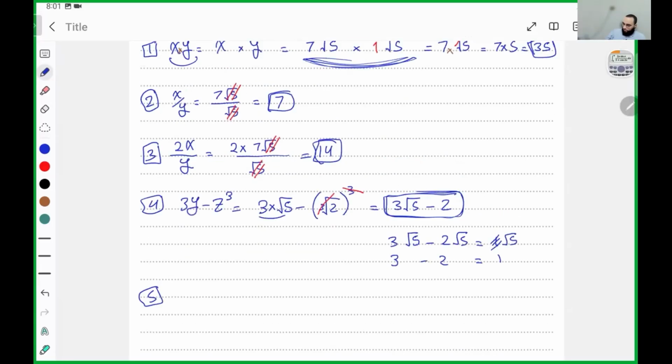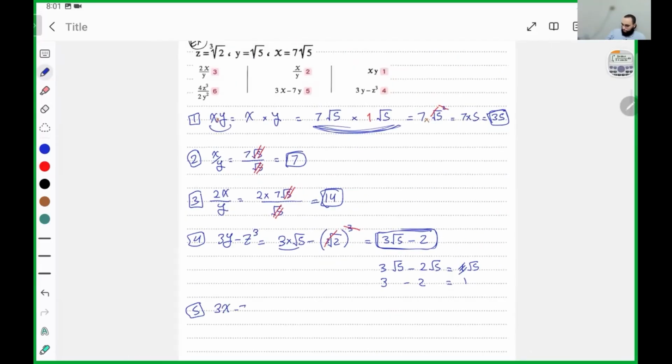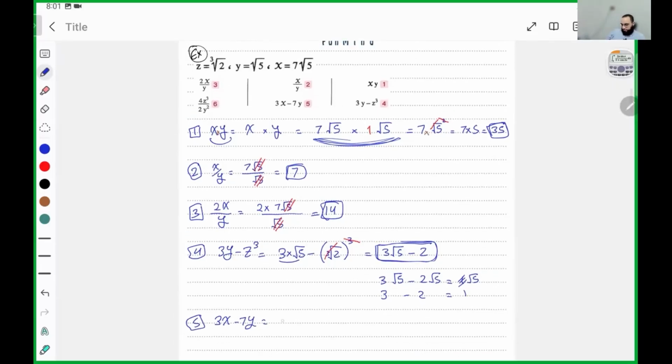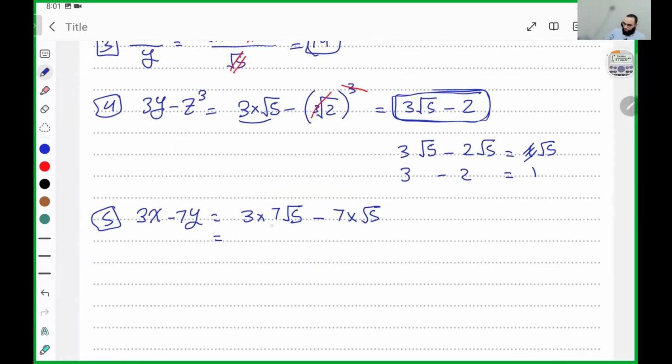Raise your hand if you want to answer. Mu'taz, what's the value of x? 7 root 5 minus 7 times y, root 5. It's 3 times 7 equals 21, and the root 5 is still itself. Minus 7 root 5. They are similar roots? Yes, so you can subtract 21 and 7 equals what? 14 root 5. This is the answer.